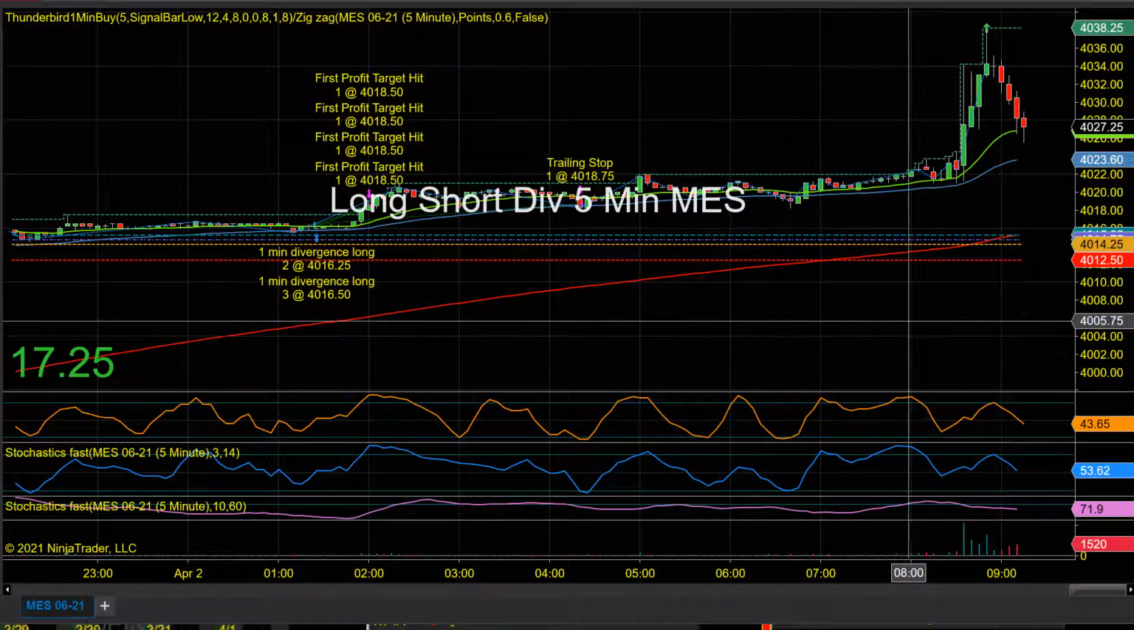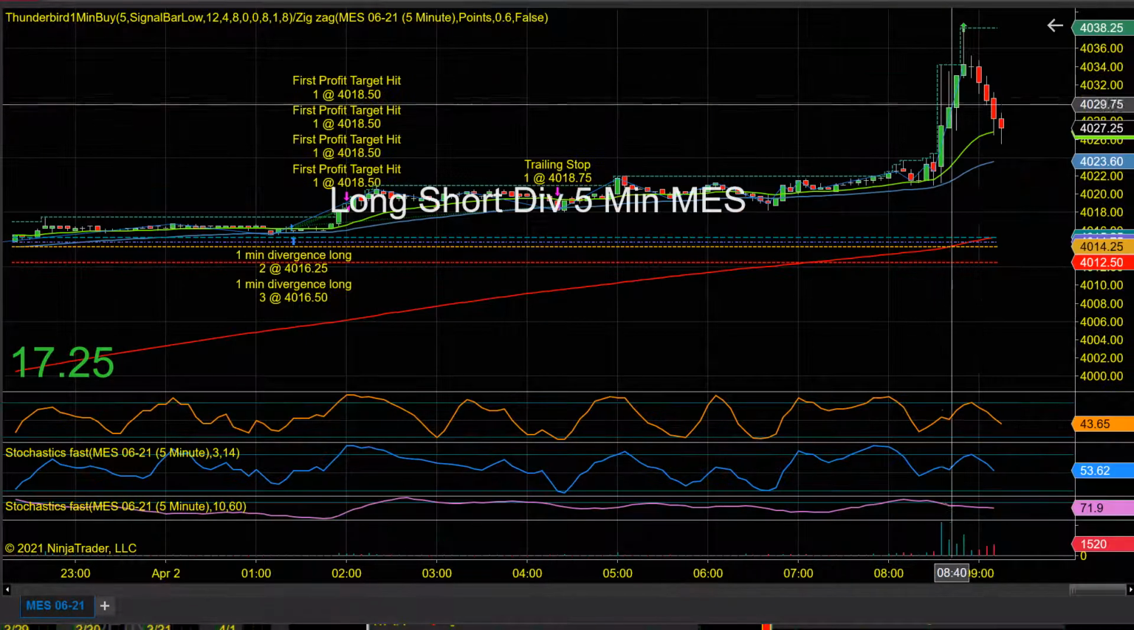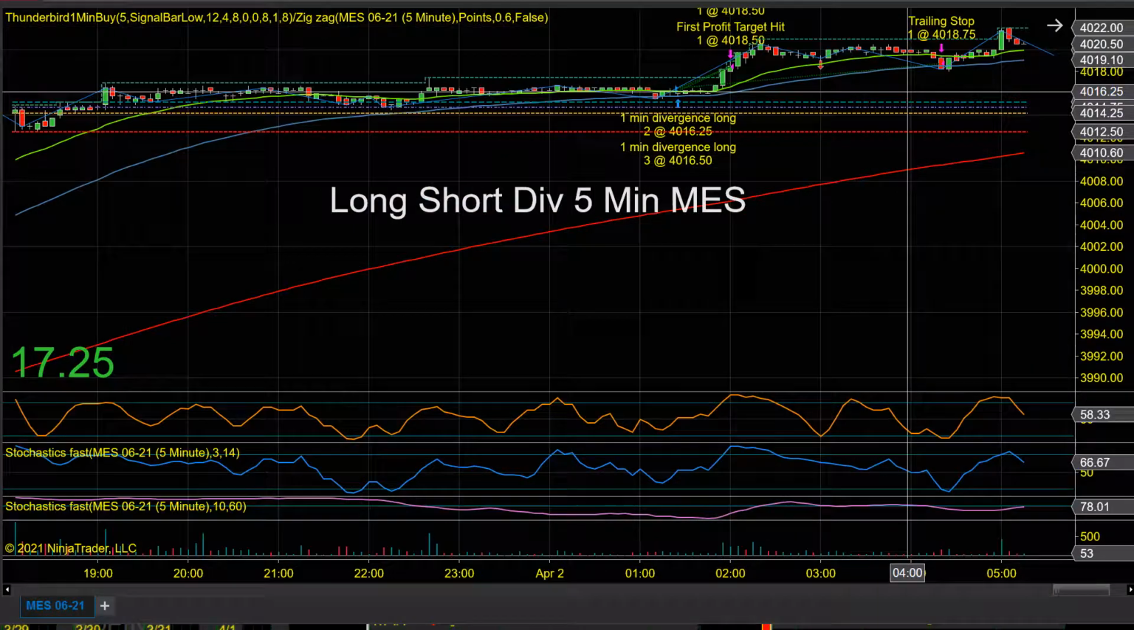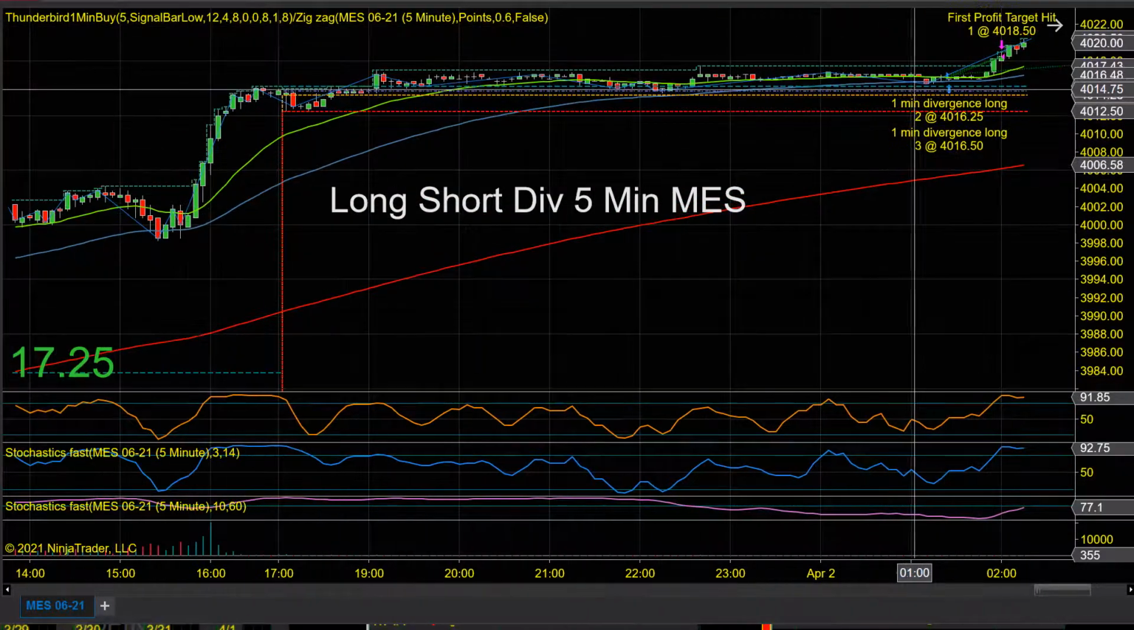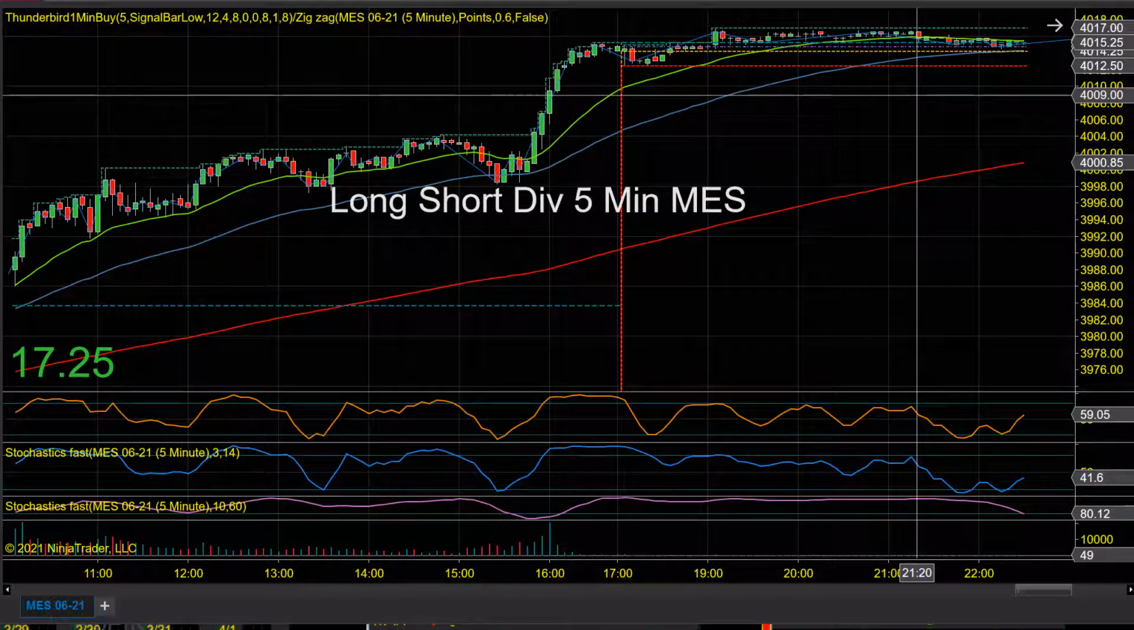And this is the chart right now. This is actually the chart that you see is today or yesterday. Today, this morning, yesterday, and this past week. So this is what I have running. It's a long 5-minute divergence on the MES.